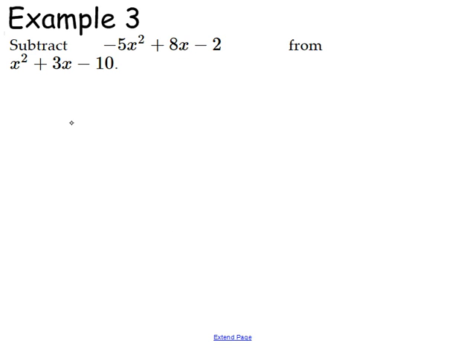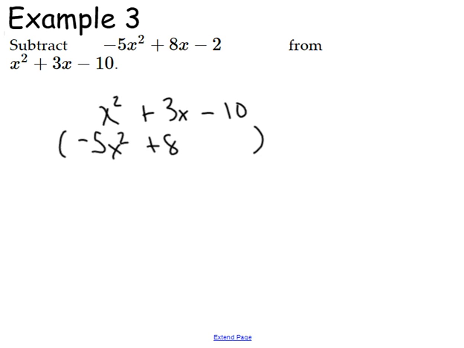Okay, let's try another one. Subtract negative 5x squared plus 8x minus 2 from x to the second plus 3x minus 10. So this is going to go on the top, this is going to go on the bottom. So we get x squared plus 3x minus 10 on the top, and then this is going to go on the bottom. So in parentheses, bottom expression always goes in parentheses. So you're going to have negative 5x squared plus 8x minus 2. And what are you doing with these expressions? You are subtracting. So let's subtract. Don't forget to bring the subtraction sign for each individual subtraction.